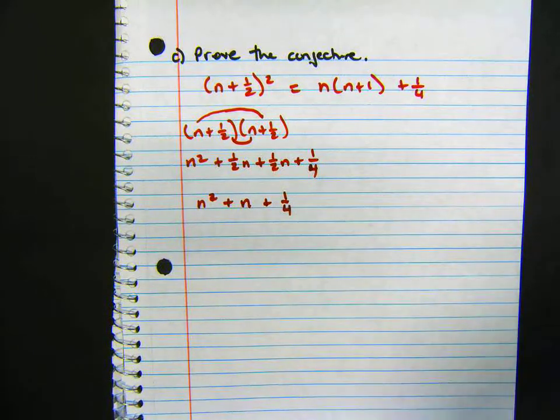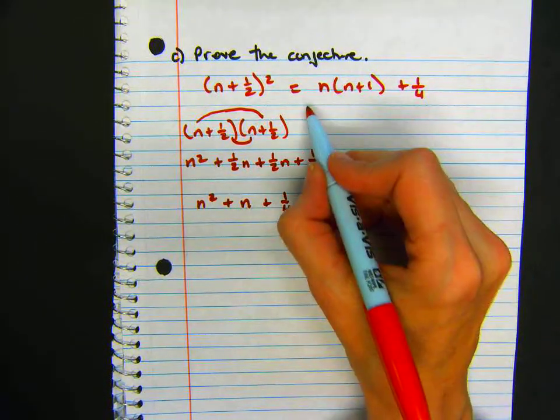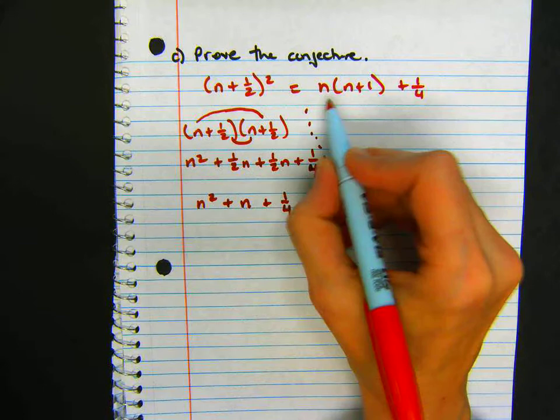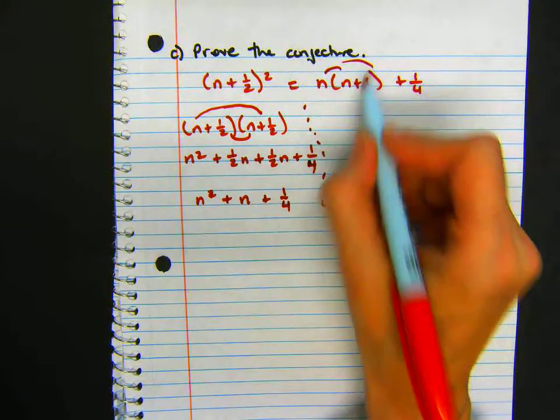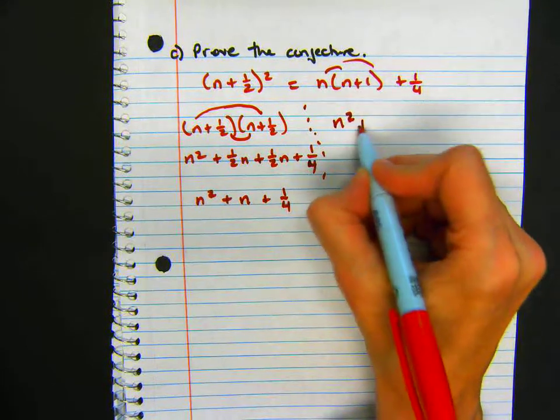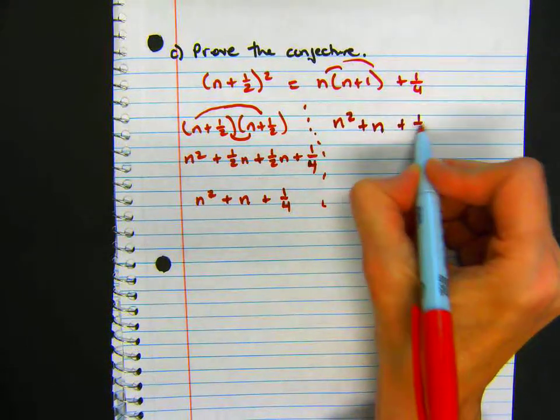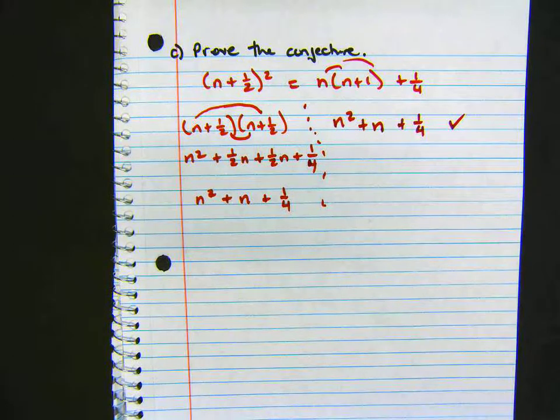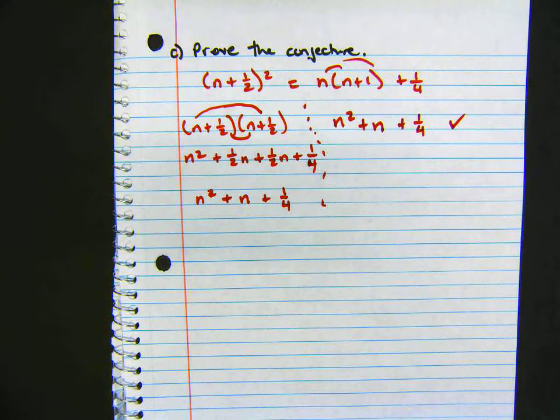And now checking this on the other side, I would distribute in this n, and I would get n squared plus n plus 1/4, and that's it. And again, I would accept from the students working both sides at this point. We have advanced math where we can teach them to work only one side.